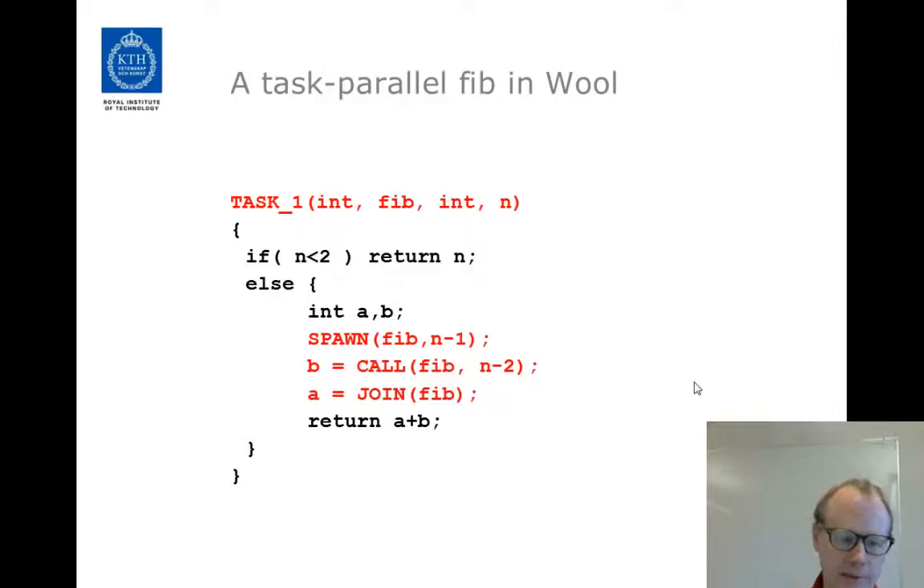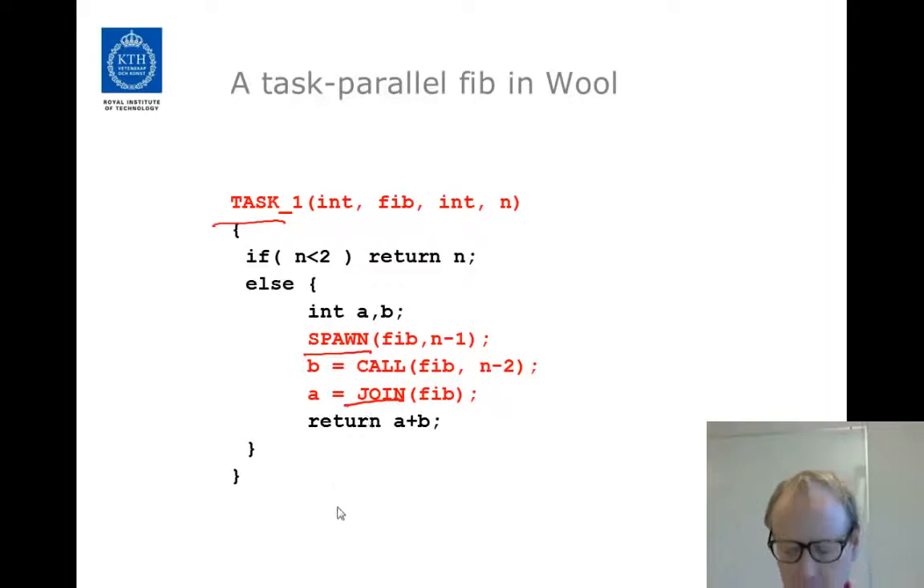This is how it looks like, the famous Fibonacci function expressed in Wool. You see it's very similar to the task parallel libraries that I have introduced in a previous lecture. You identify a function as being a task, and you can spawn new tasks, and you join the tasks. So this is similar to, for instance, C# or Java fork join, that you join this one task only and not all tasks collectively. And then you can have a call, which is a spawn immediately followed by a join.